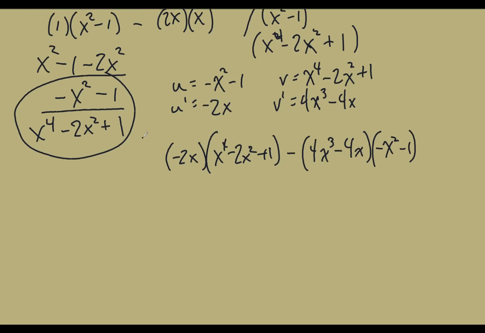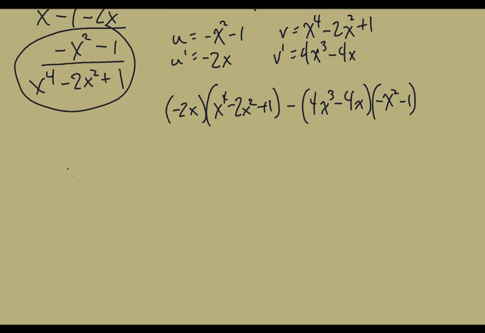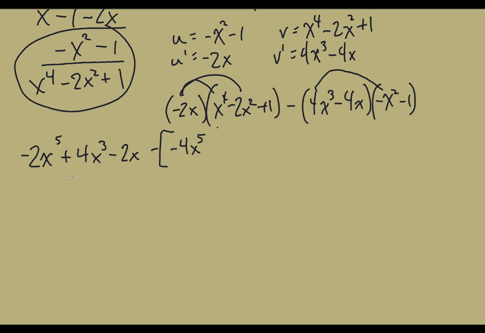And of course you can make arithmetic errors, but you can walk yourself through that. Mostly it's about whether or not you can apply the rule. So negative 2, let's come over here, and it's all going to be divided by v squared. I'll do that in a minute. I'm working on the numerator. Negative 2x to the fifth plus 4x cubed minus 2x, minus this whole group. That's going to be negative 4x to the fifth minus 4x cubed.